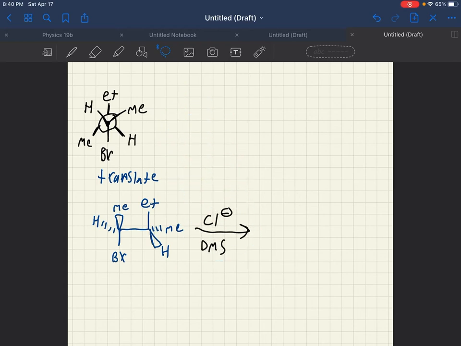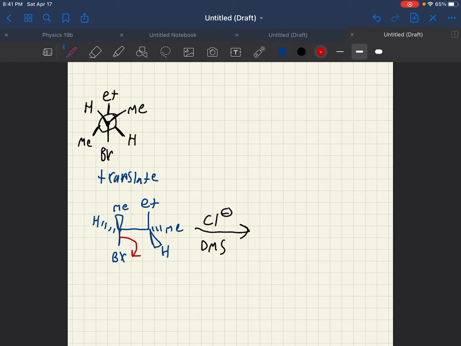Now we can tell what the product's going to be, if it's SN1 or SN2. We know this is a good weak nucleophile. We know this is an aprotic solvent. And when we leave, it's going to form a secondary carbocation because the methyl is actually going to act as another carbon. So this is definitely going to be an SN2.